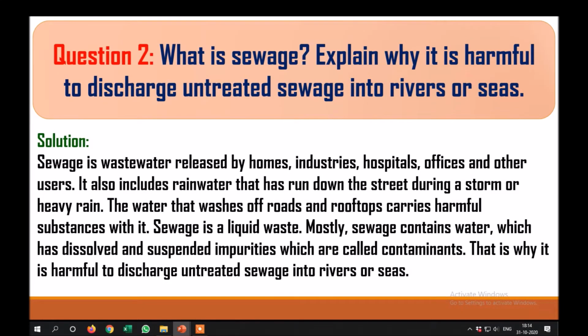Question second is what is sewage? Explain why it is harmful to discharge untreated sewage into rivers or sea. Let's see the answer.